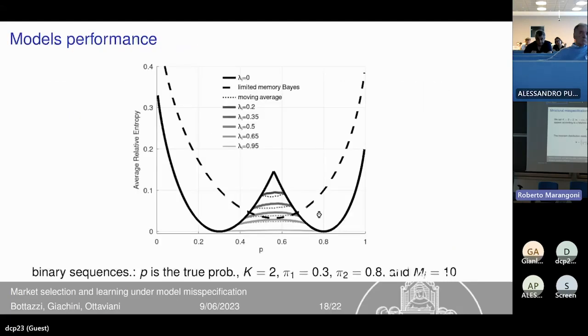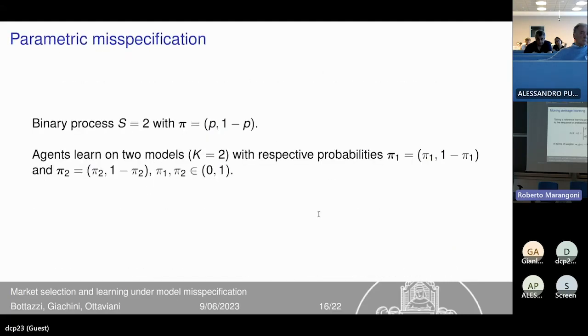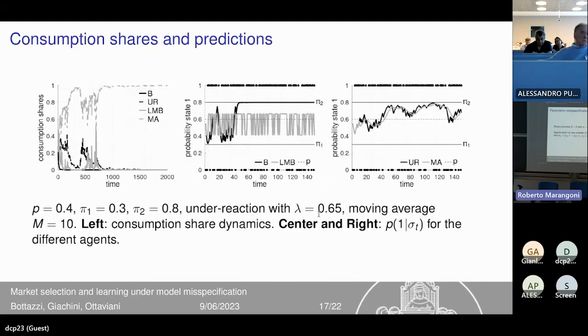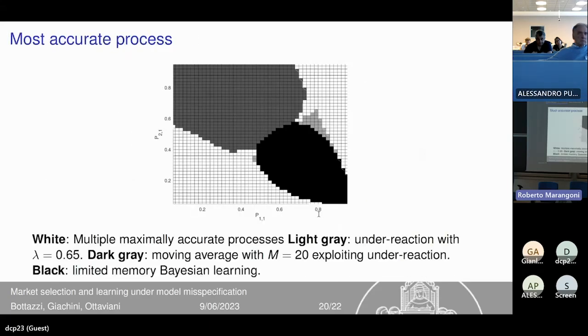There is a large area in which, for instance, the stupid strategy of limited memory Bayesian learning, which before performed very badly, is now actually the best possible strategy among all the strategies that we have seen. So essentially, what's the message?